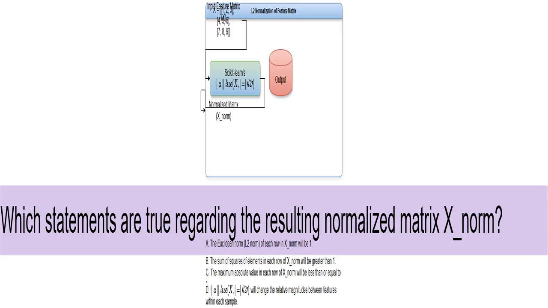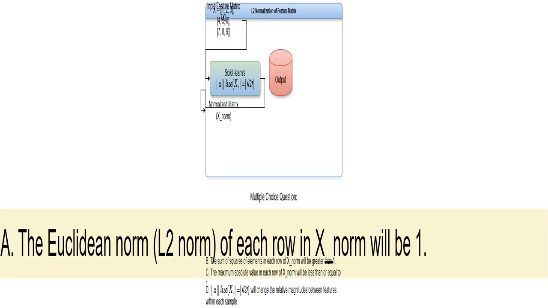This is the core of the quiz question, asking the learner to determine which statements about the resulting normalized matrix x_norm are correct. It tests understanding of what L2 normalization does to the data. This option checks if the length of each row, sample, in x_norm is equal to 1 after applying the L2 normalization. The L2 norm is calculated as the square root of the sum of the squares of the elements in a row.